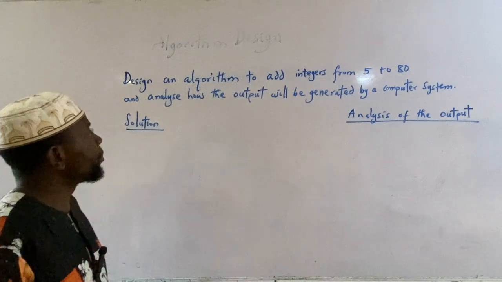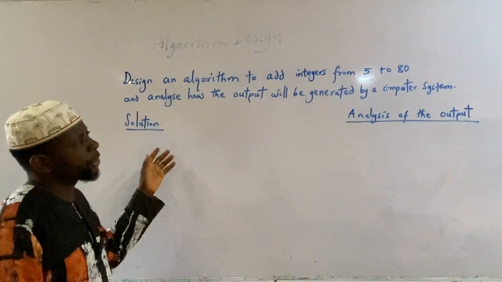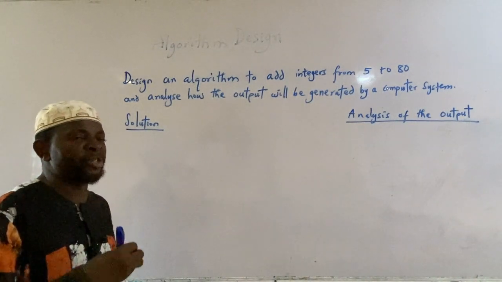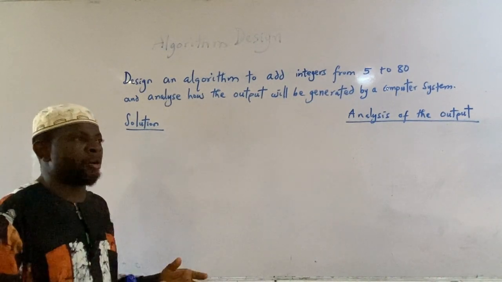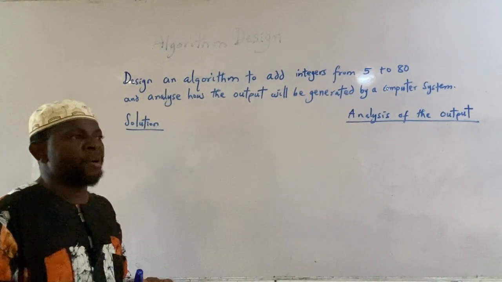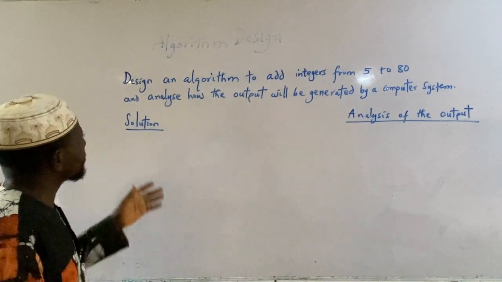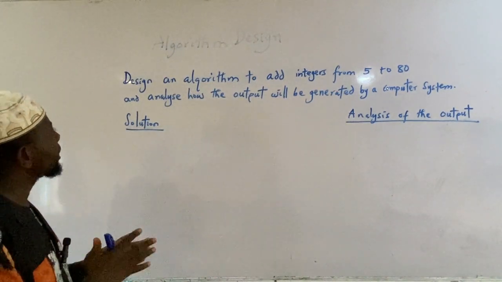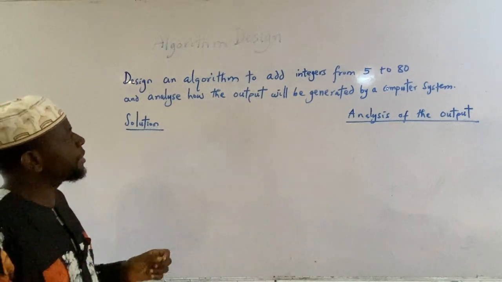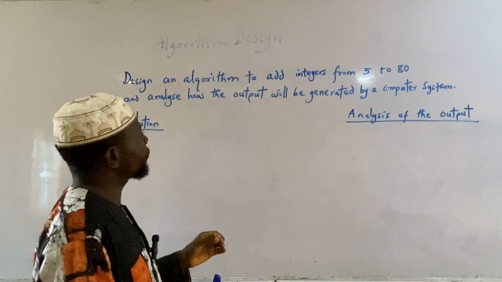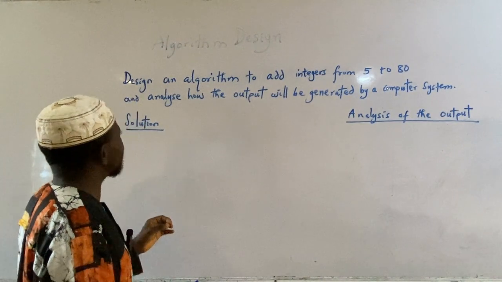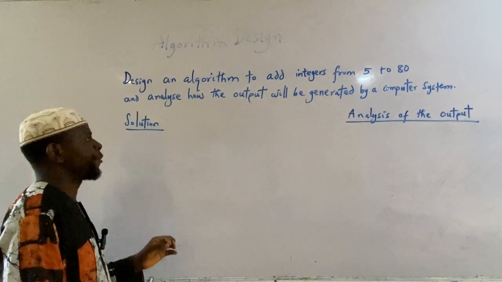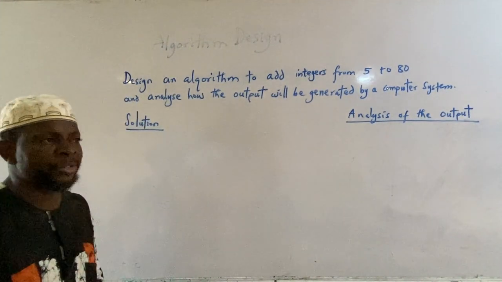We are still on algorithm design, and I want to come up with another example that will give you a solid background in how to design an algorithm for any problem of choice. The question I have here says, design an algorithm to add integers from 5 to 80 and analyze how the output would be generated by a computer system.